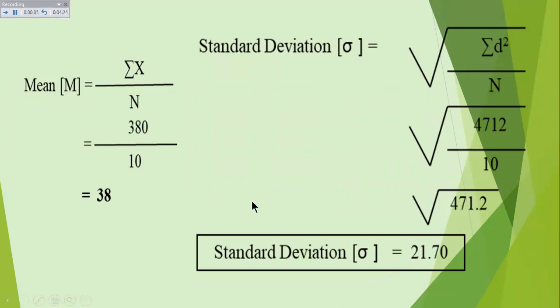Hence, our standard deviation is under root of 471.2 because our n is 10, and the formula of standard deviation is under root summation D square upon n. This is the sign related to standard deviation. Sigma, it is called sigma.